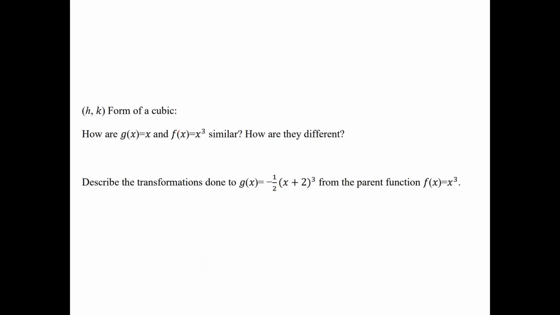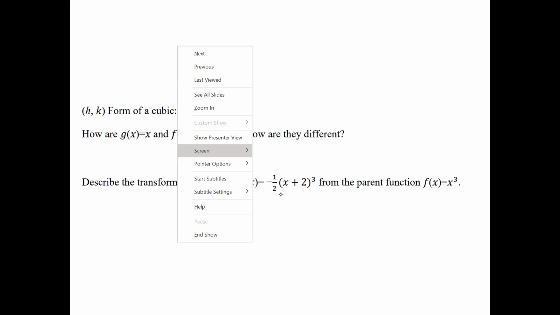All right, so let's go ahead and take a look at this part here. HK form of cubic. HK is kind of the point in the middle, okay? How are g of x equals x and f of x equals x cubed similar, and how are they different? So in order for me to figure that out, let's go ahead and graph this.